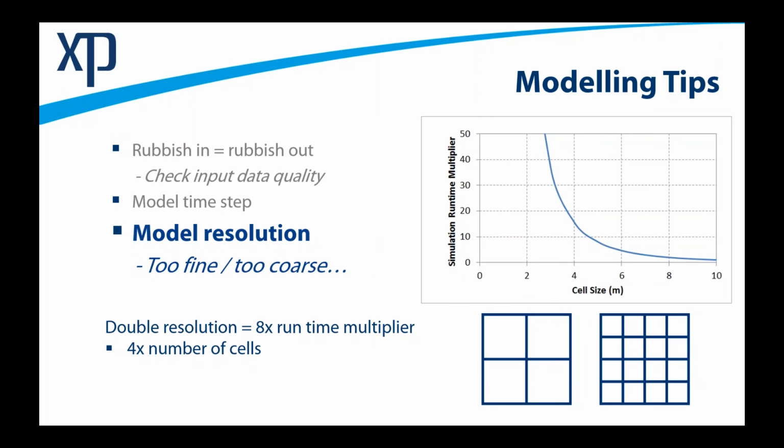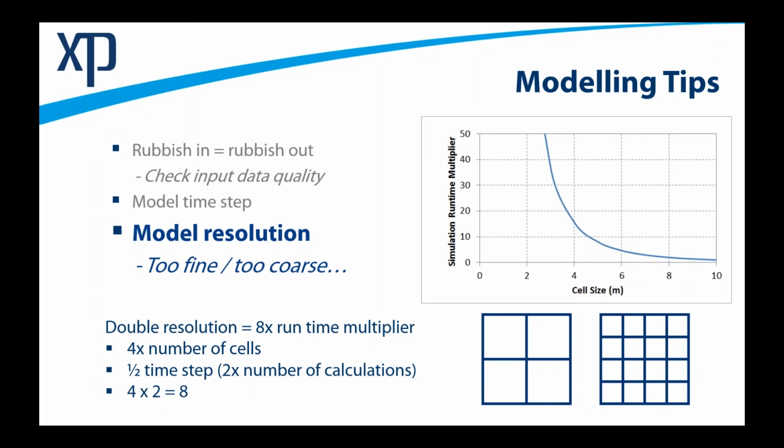So if you find you've got an unwieldy model that takes a day to run at 1 metre resolution, increase that resolution to 2 metres, which will still be a really fine model, and all of a sudden you'll have run times that are acceptable. 4 hours as opposed to a couple of hours. Yeah.